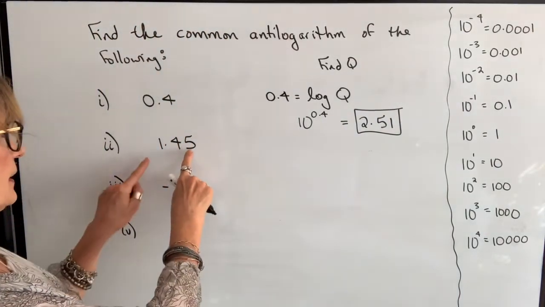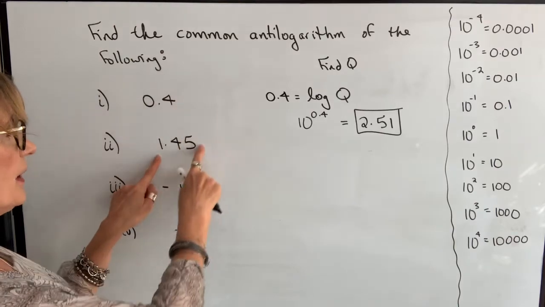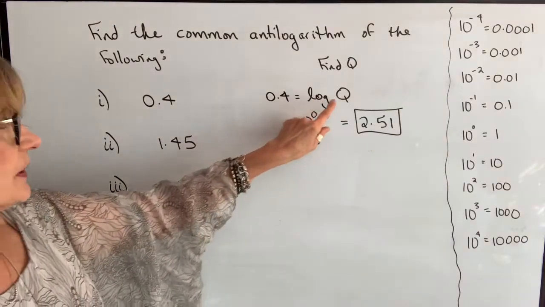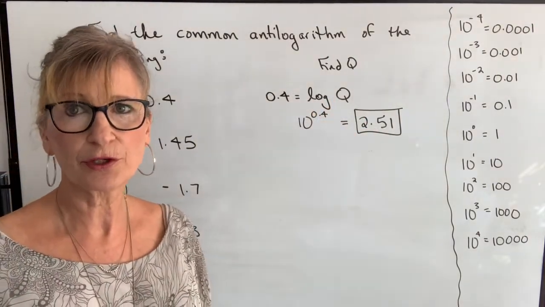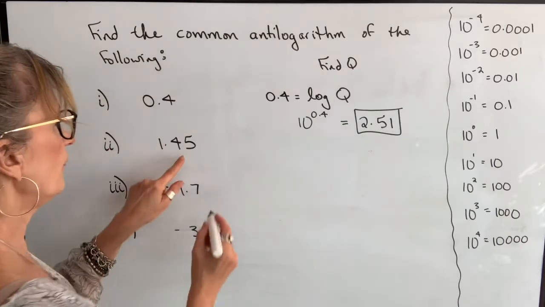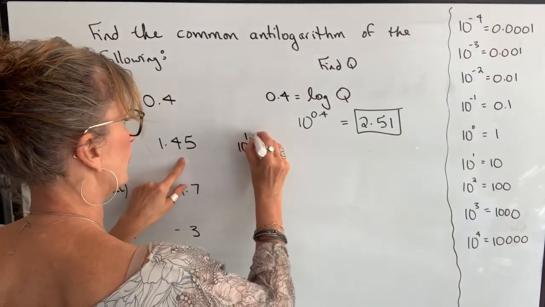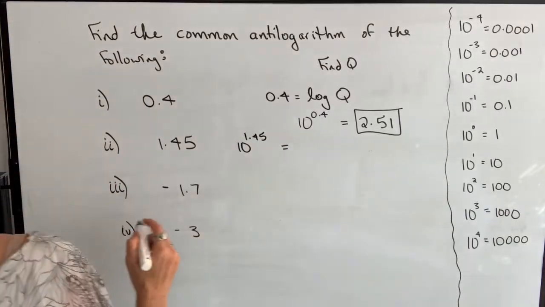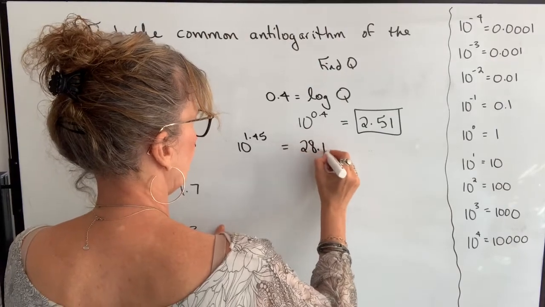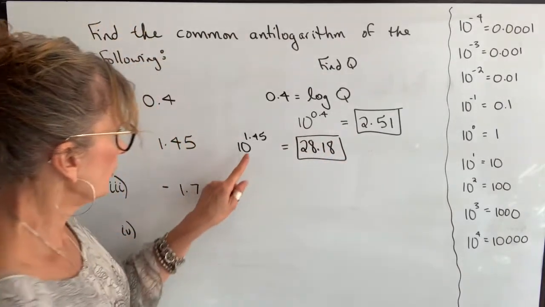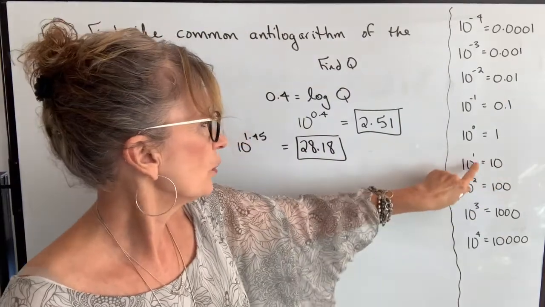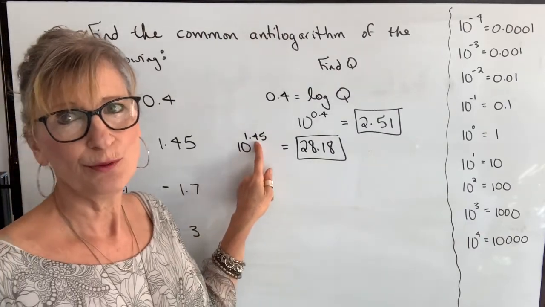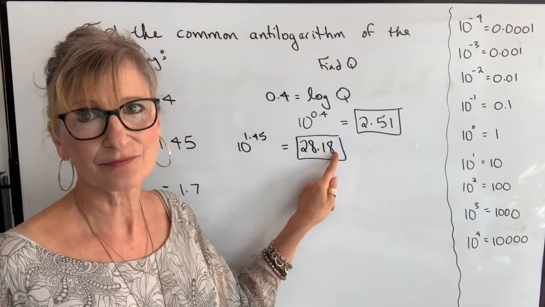Same thing here. I could be asked to find the common antilog of 1.45, or I could have 1.45 equals the log of Q, or whatever the variable is. Find that variable. So what I'm finding here is 10 to the 1.45. When we punch that into our calculator, we get 28.18. Well, we know that 10 to the 1 is 10. We know 10 squared is 100. So it makes sense that an exponent between 1 and 2 would give us a quantity between 10 and 100.